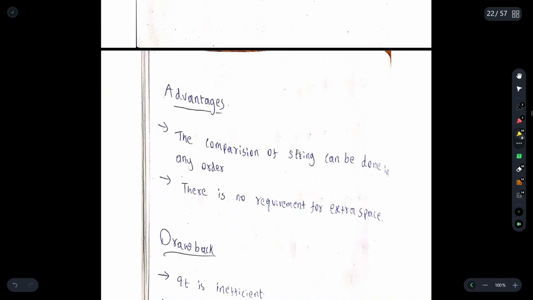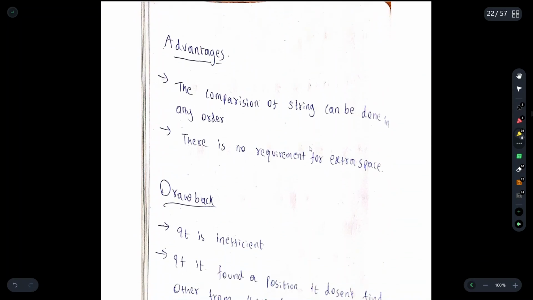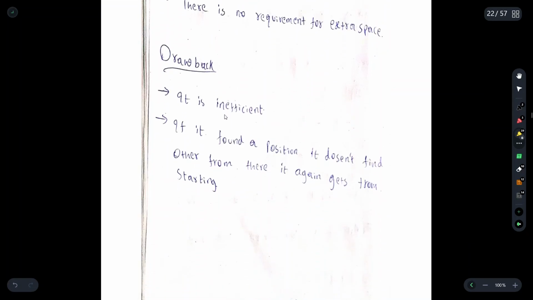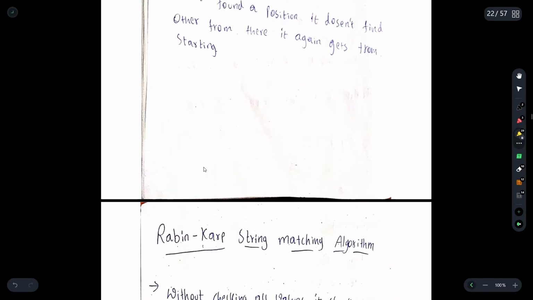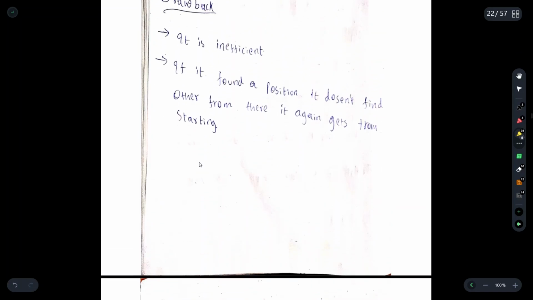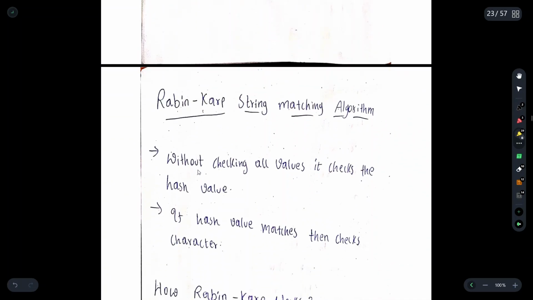naive string match algorithm. So the advantages are that the comparison of a string can be done in any order, so there is no requirement of extra space. Whereas the drawback is that it is inefficient, it requires more time. Once it has found a position, it doesn't continue from there, it again starts from the beginning. So this is the drawback or disadvantage with that.